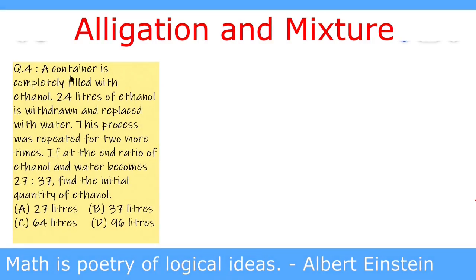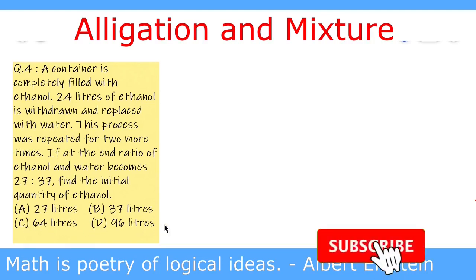The question is, a container is completely filled with ethanol. 24 liters of ethanol is withdrawn and replaced with water. This process was repeated 2 more times. If at the end the ratio of ethanol and water becomes 27:37, find the initial quantity of ethanol. The options given to us are A 27 liters, B 37 liters, C 64 liters, and D 96 liters.